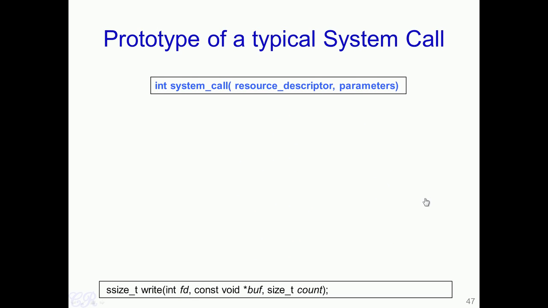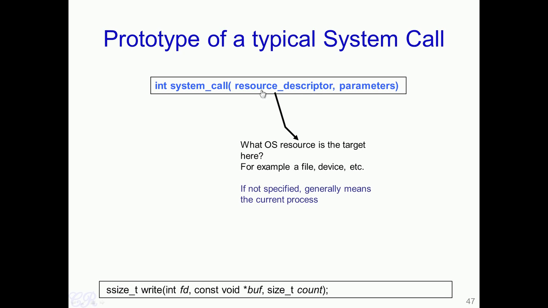Now, let us look at the typical prototype of a system call. So, a typical system call is as shown over here. Of course, it has a system call name, that is a function name, and then it is passed some resource descriptor and parameters, and typically would return an integer. So, the resource descriptor specifies what operating system resource is the target here.